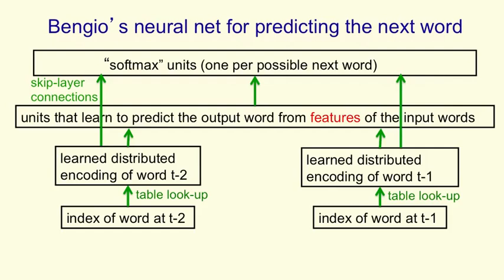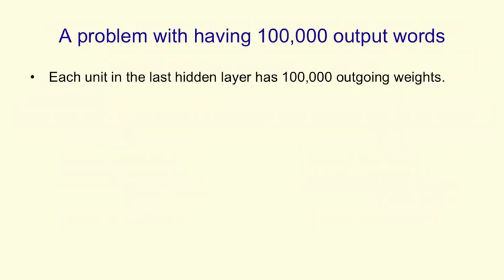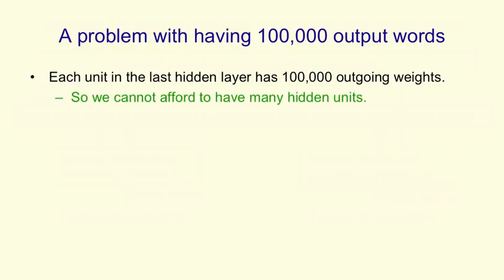One problem with having a big softmax output layer is that you might have to deal with 100,000 different output words, because typically in these language models, the plural of a word is a different word from the singular, and the various different tenses of a verb are different words from other tenses. So each unit in the last hidden layer of the net might have to have 100,000 outgoing weights, and that means we can only afford to have a few units there before we start overfitting.